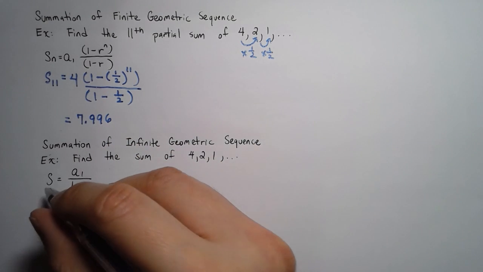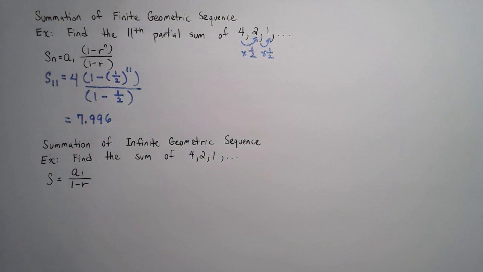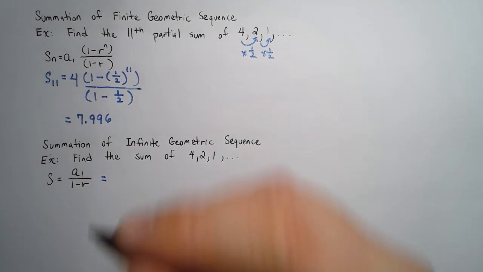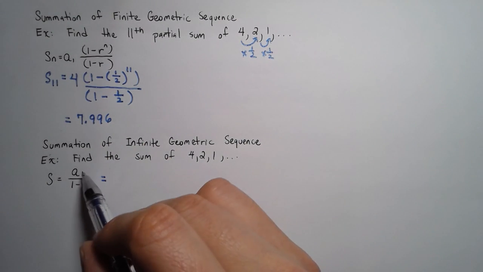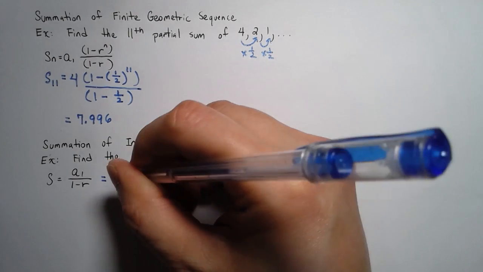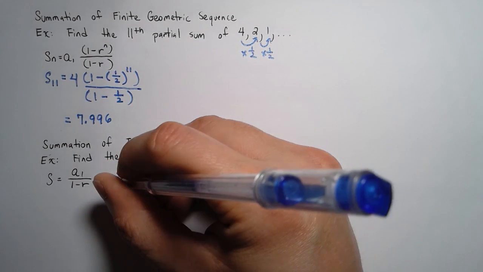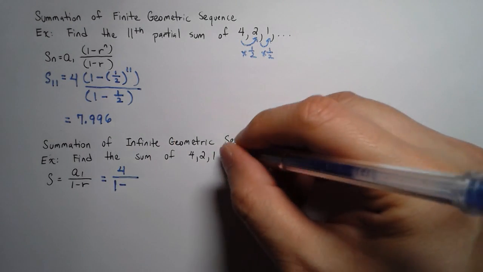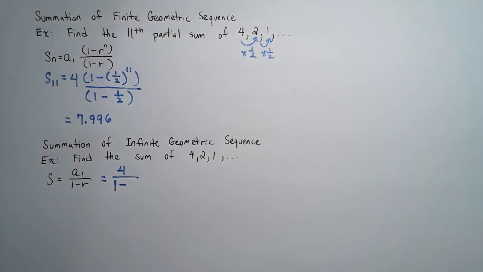The n is gone because we're not adding a specific number of numbers. We're just going to add all of them together. That's why there's no n. So all we need is a1, which is the first number of the pattern, which in this case is 4. Then 1 minus r, and once again it's the same sequence as earlier, so r is a half.